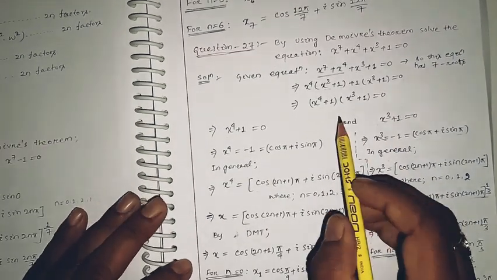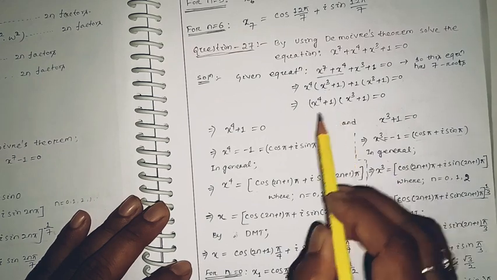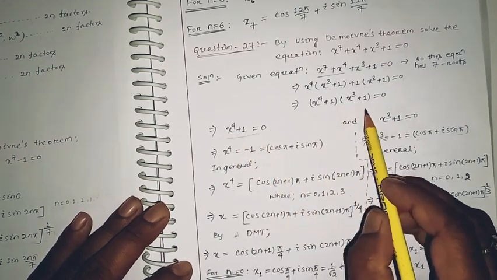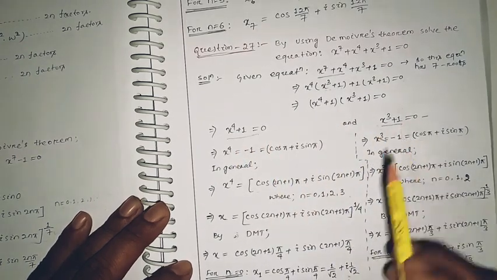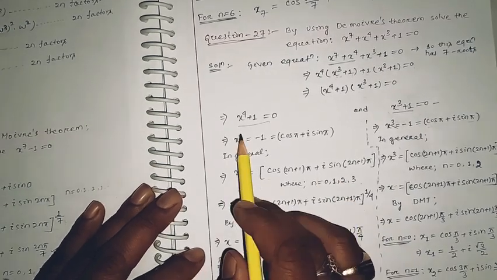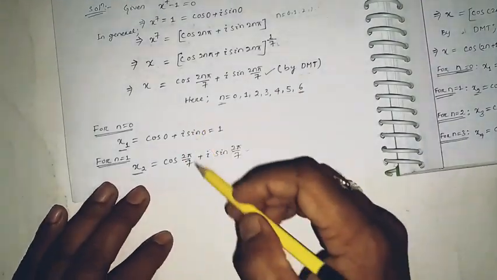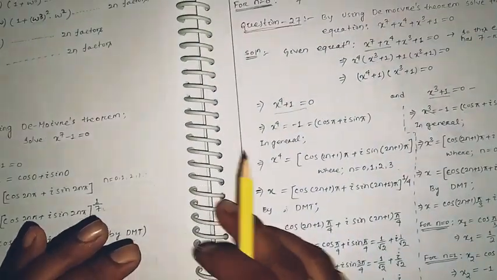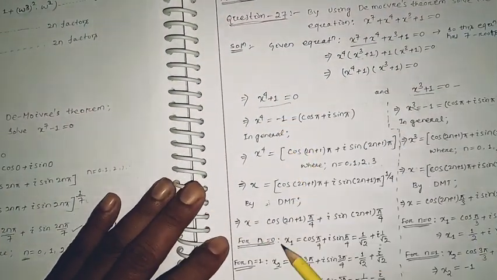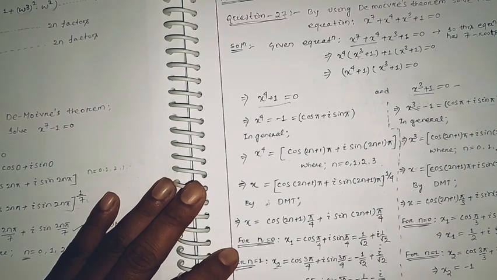So separately we can get the two equations: x to the power 4 plus 1 equal to 0, and x to the power 3 plus 1 equal to 0. From this equation we can find 3 roots. From this equation we can find the 4 roots. The same procedure we have to consider to find the 4 roots for this equation and the 3 roots for this equation.